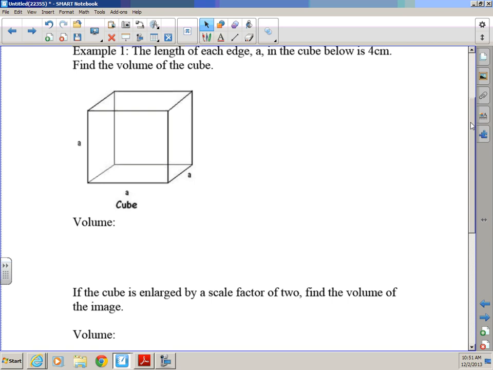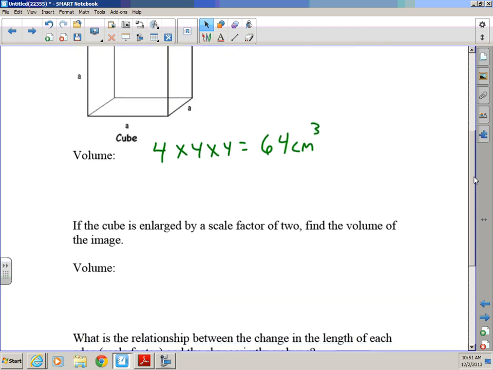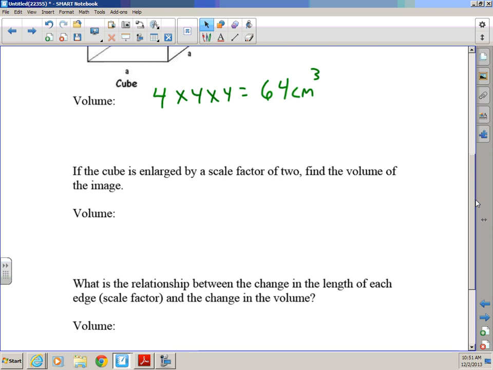I have a cube which has a measure of 4 centimeters for each edge. So if I wanted to compute what the volume of that cube would be, it would just simply be 4 times 4 times 4, which is 64 centimeters cubed. Okay? Now, what happens if I enlarge this by a scale factor of 2? Well, hopefully you realize that each edge becomes 8. I do my same computation, and you'll see that I get 512 centimeters cubed.